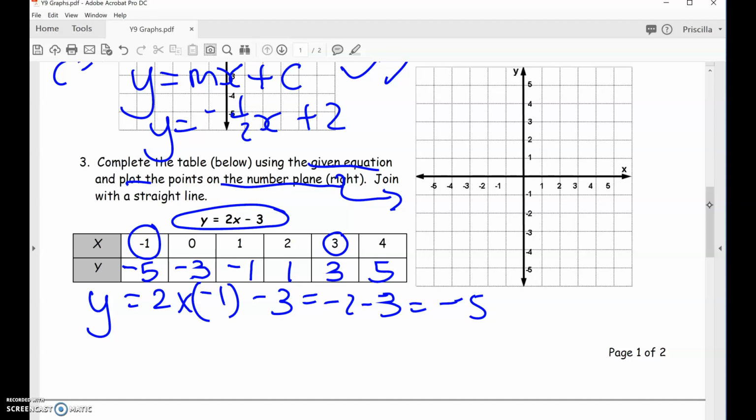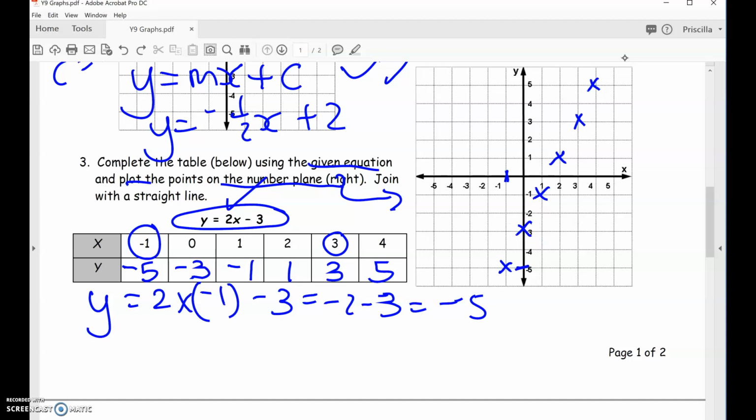Okay, so here we have -1, -5. I've got 0, -3. I've got 1, -1. I've got 2, 1. I've got 3, 3. And I have got 4, 5. Okay, now what I'm going to do is I'm just going to check my line. Across 1, up 2, across 1, up 2, across 1, up 2. So that means my gradient is 2, which is correct. And it cuts the y-axis at -3, so that's correct.